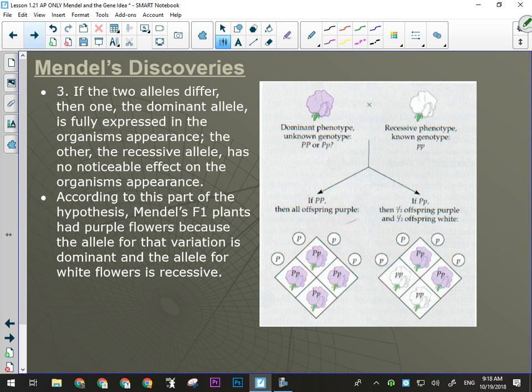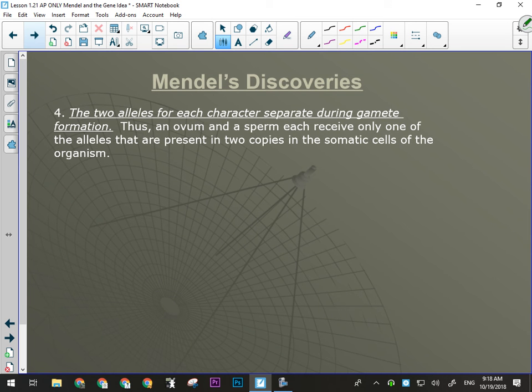So we talked about this dominance thing here, and we talked about how the Punnett square works. So there's 2 alleles for each character, and they separate when the gametes are formed. So when eggs and sperm are formed, obviously they only have 1 copy of each chromosome, so thus they only have 1 copy of each gene. So if my father has type A blood, and my mom has type O blood, then I'm going to be what?